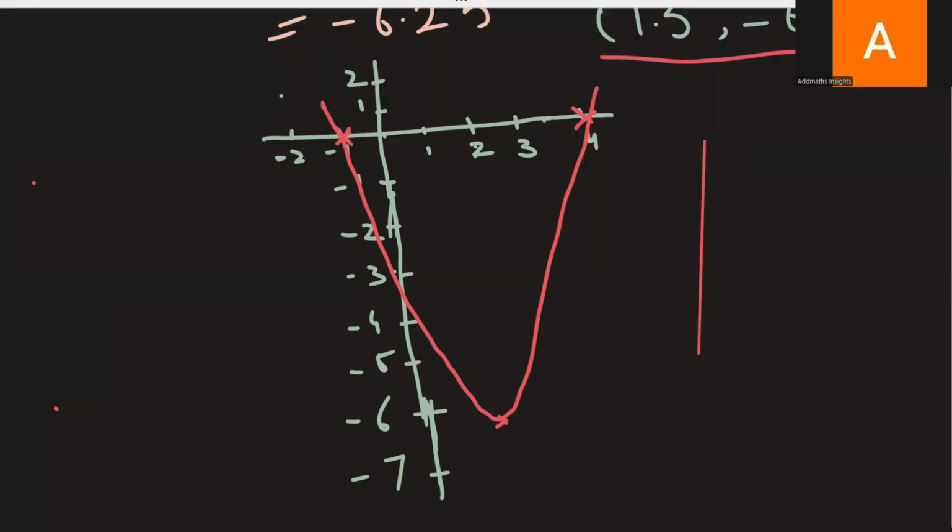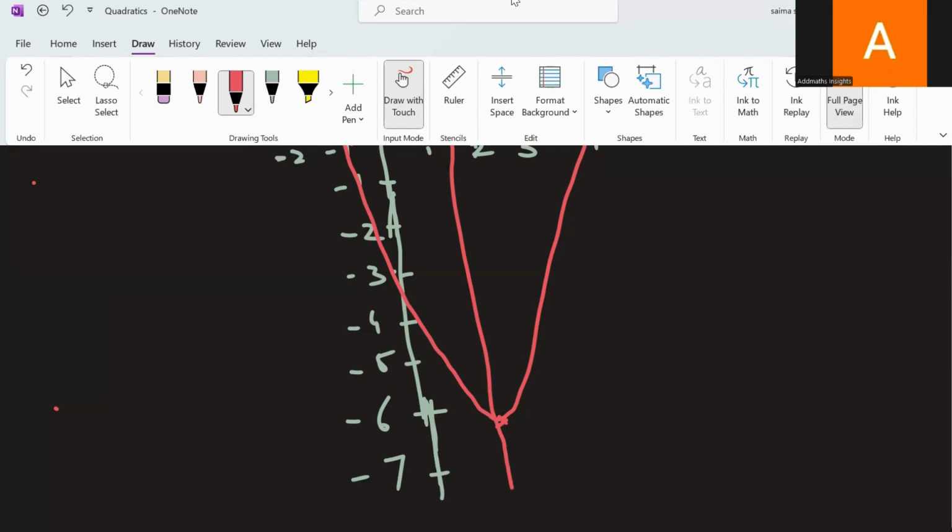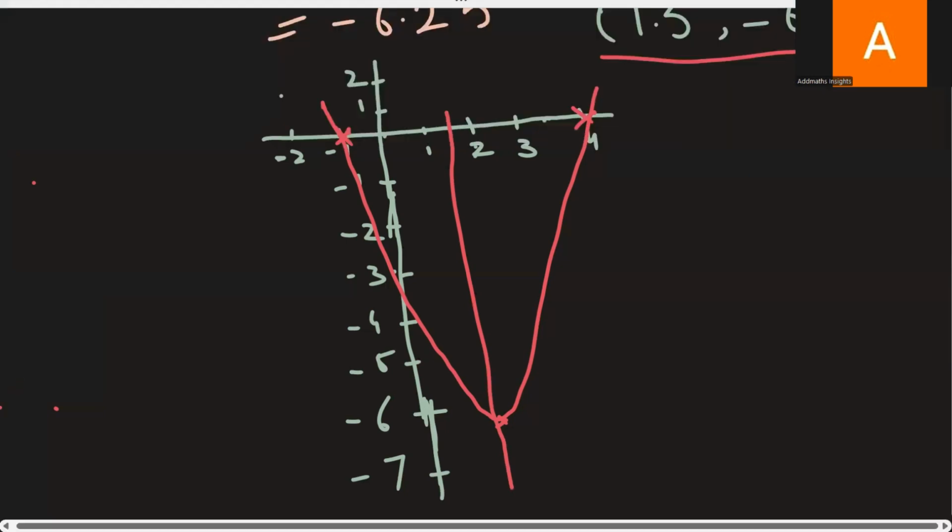So this is the line of symmetry. It is the line that divides the curve into two equal halves, from 1.5, passing through this point. Now we do more questions.